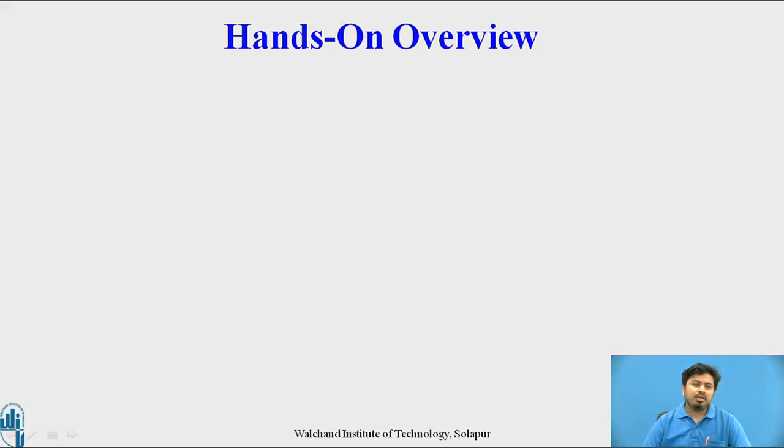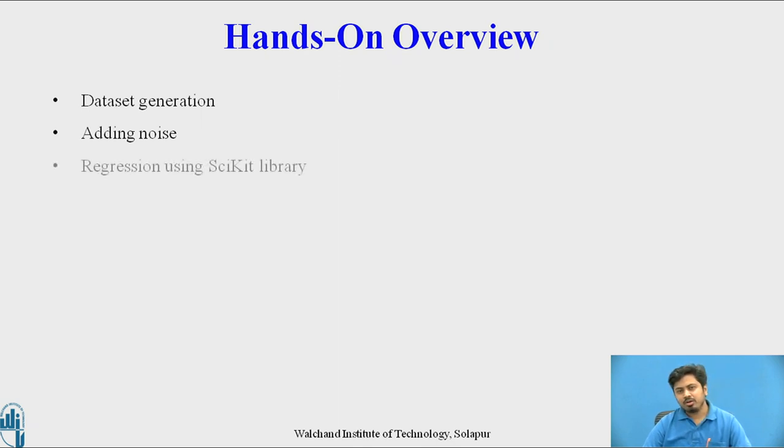Before going to the hands-on session, let us quickly see what the hands-on session would be focusing on. The first would be to generate a proper data set on which your linear regression can be modeled. Then we will add some small noise to the data set so that we can actually see linear regression being learned. Next, we will use the scikit-learn library's linear regression method under their linear models package. In the end, once we train and fit the model, we will also visualize the results by using the matplotlib library.